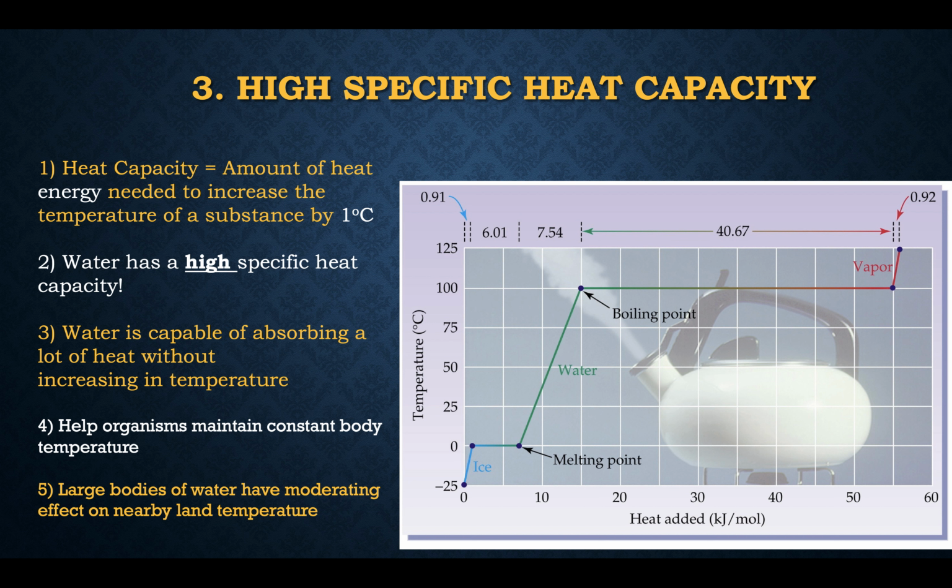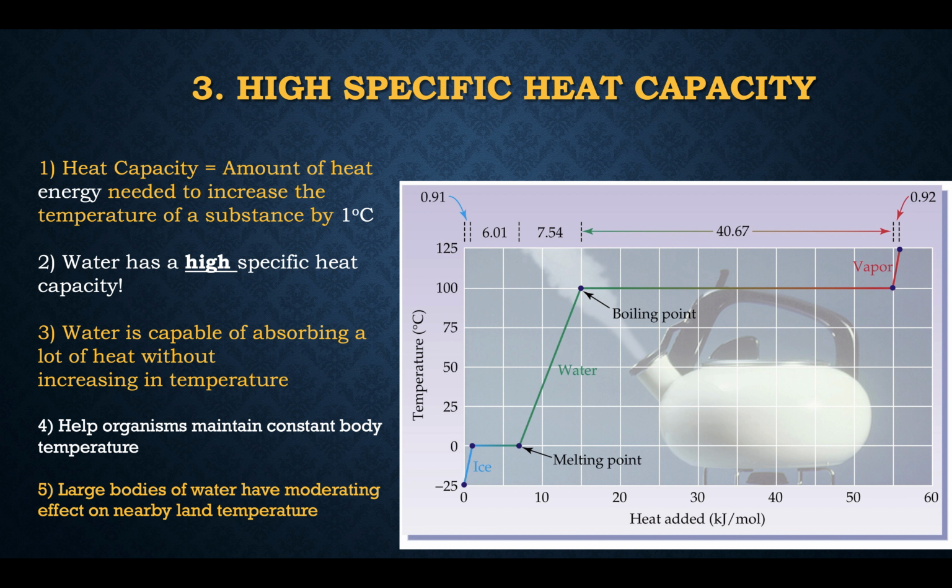There are many reasons why this is good for life. One of those reasons is, if you think about organisms like people, we're something like 70% water. And if water didn't have a high specific heat capacity, every time it got hot out, our blood would boil away, right? But because we're mostly water, our bodies resist those temperature changes.